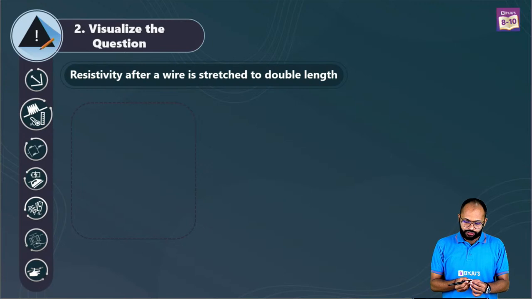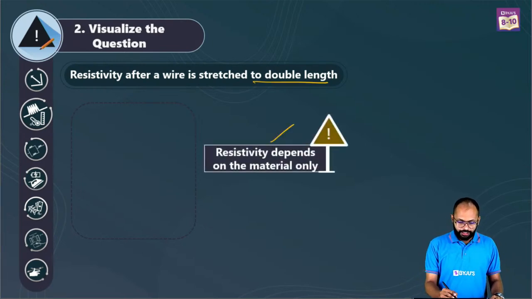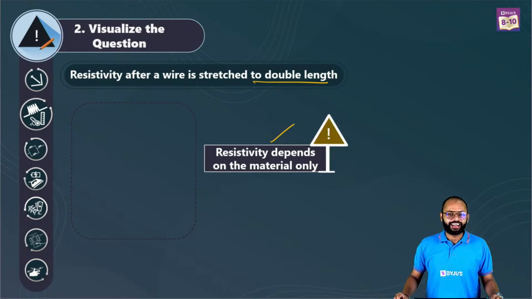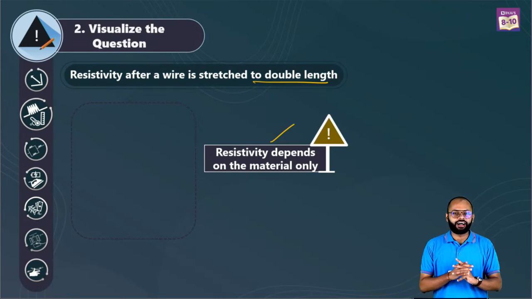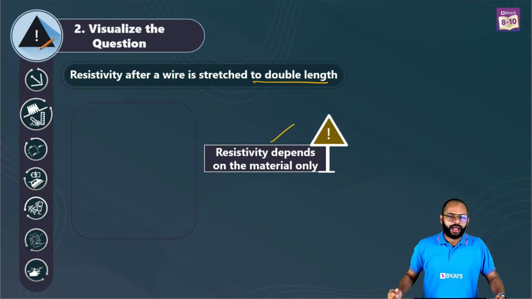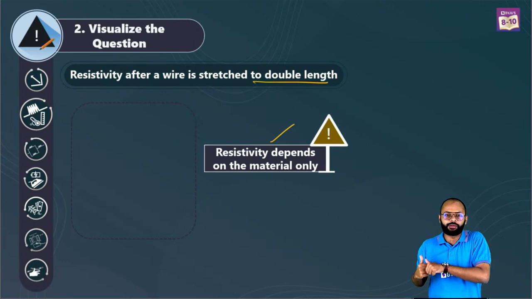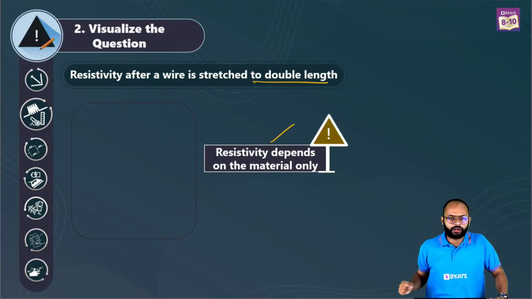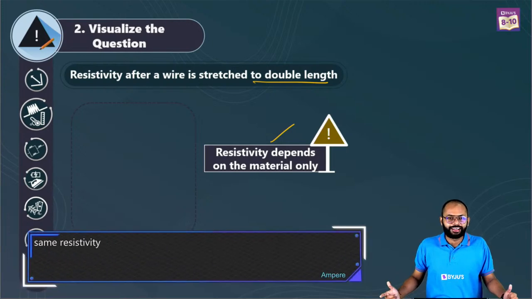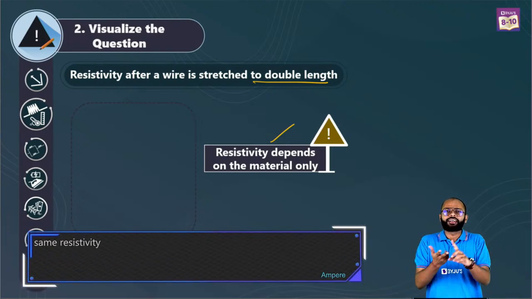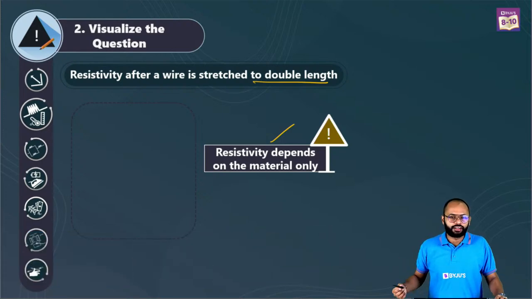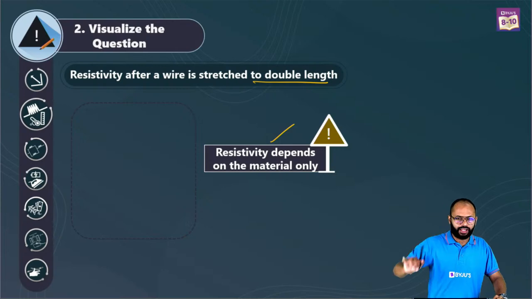One more statement for you. Resistivity after a wire is stretched to double the length. Resistivity, right? I understand you are giving correct answers. The reason I'm telling you these statements is so that you focus on such things when they come in the exam. Same resistivity, Ampere. Oh, nice name, man. Yes, same resistivity. Correct, because resistivity depends on what? Temperature and material. That's it. Constant, same. I think this one is pretty fine.